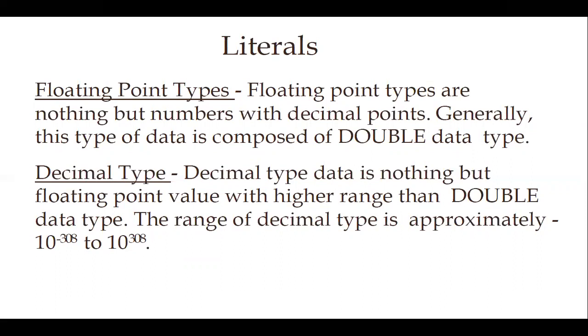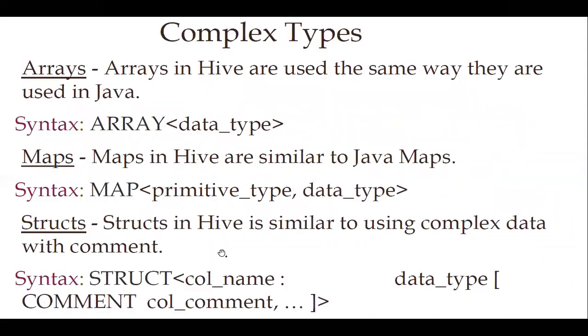Okay, you can see the range of decimal type. It is about 10 power minus 308 to 10 power 308. So we may not come across this type of range anywhere. If you see 10 power 308, just imagine the range. That's why we can handle such a huge volume of data. So you can just imagine the size of data from this.